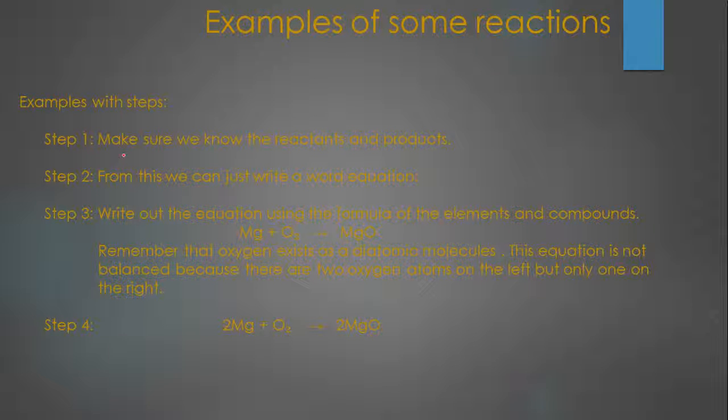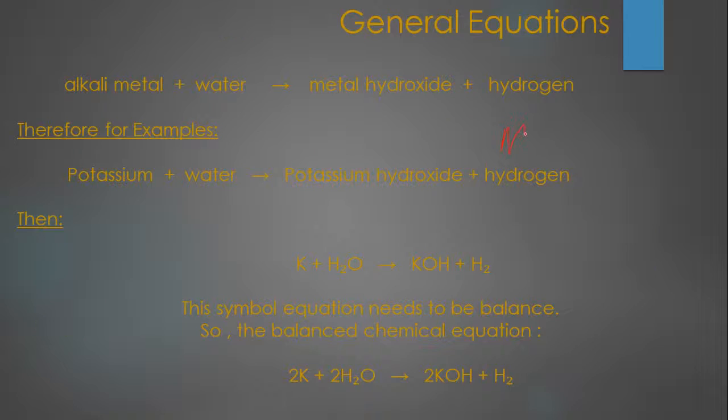There are some main steps which we can follow to get our chemical equation balanced. Step 1: make sure we know the reactants and the products, which elements are reacting with each other and what their products are. Step 2: from the information given in step 1, we can write a word equation.